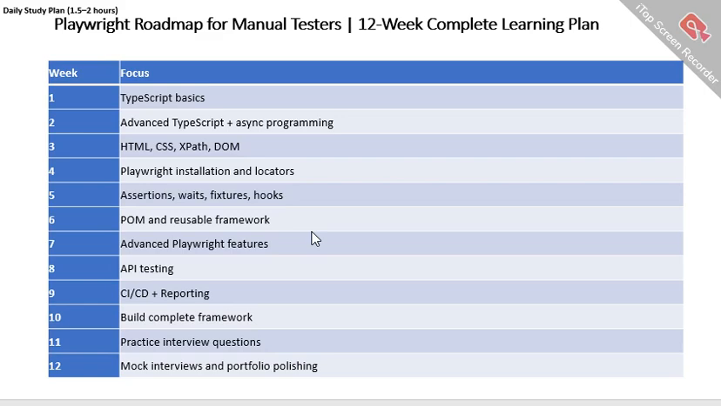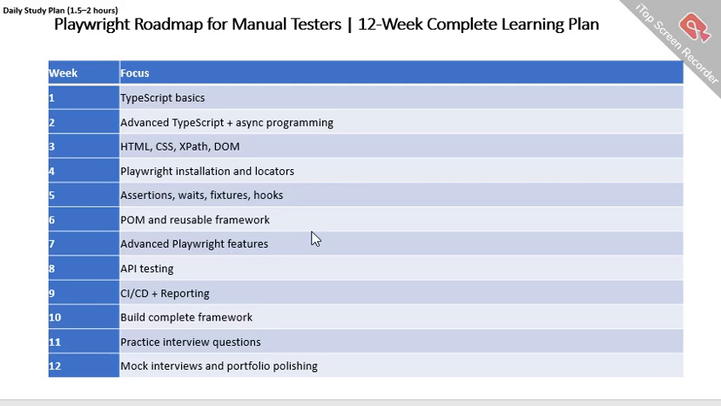Then in the second week we'll move to advanced TypeScript. Here we'll learn about objects, classes, interfaces, modules, and async/await. You might wonder why you need classes or async programming for testing. The answer is that almost every real Playwright framework uses these concepts, and understanding them will help you read, write, and maintain automation code confidently.